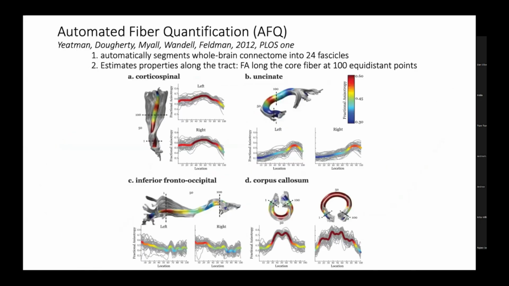A method that we used was automatic fiber quantification. This was developed by Yeatman and colleagues at Stanford. The innovation here is that traditionally, when looking at these white matter tract properties, you considered a single tract and averaged it. The difference here is that they had 100 equidistant points, and they measured fractional anisotropy and mean diffusivity along them. With this method, you do not lose all that rich data as you consider different regions in the brain.